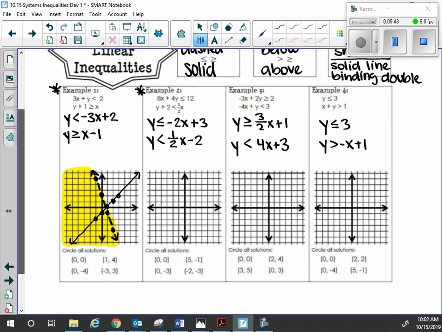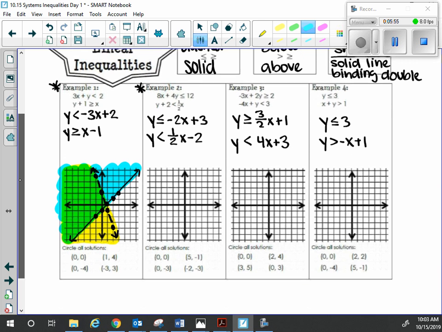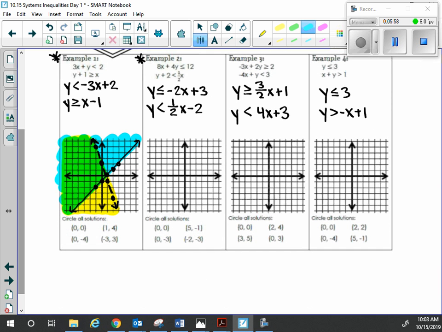Okay. So when I shade this line above as if the other one wasn't even there, what happens? Well, mine turned green, right? Because I overlapped some yellow shading and some blue shading. So my section turned green. The green section, or the double shade, is the solution set.